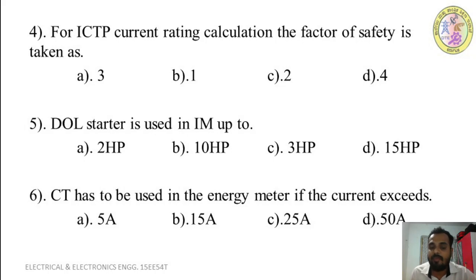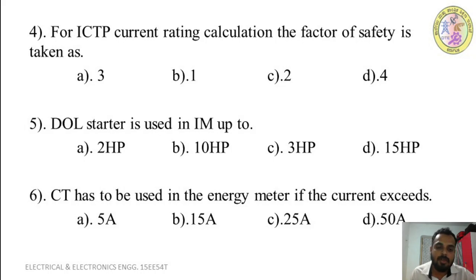Up to 3 HP we are using DOL starter, and 3 HP onwards, like 5 HP onwards, we are using star delta semi-automatic starter. For 12 HP onwards, we are using star delta fully automatic or star delta starters with timers, right? So here DOL starter is used for induction motor up to 3 HP. That is, the answer is C.